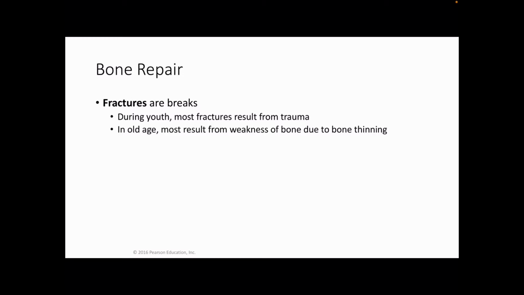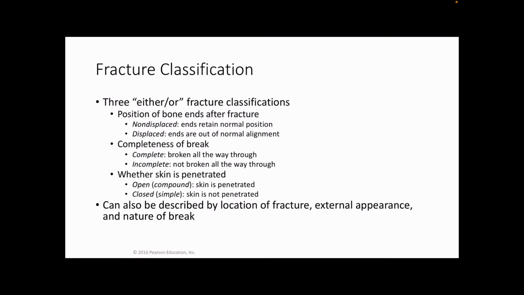Most of the time, it results from trauma until we reach an age where we have loss of bone mass due to osteoporosis or just general aging, essentially. And then the bone weakens and sometimes breaks from just regular use. So we're going to talk about how we can classify those fractures or bone breaks. There's three of what we call either-or type fracture classifications.